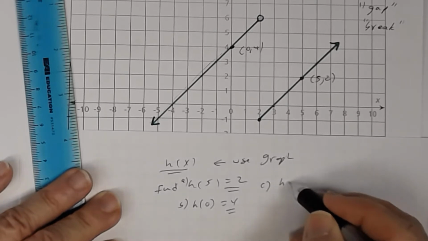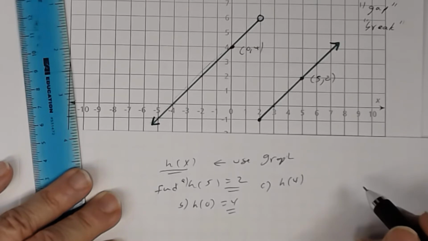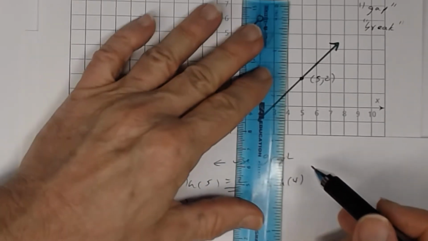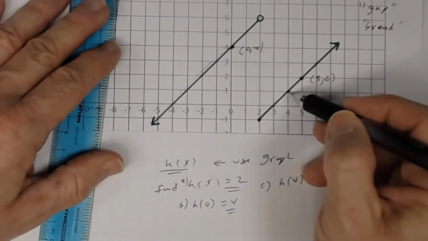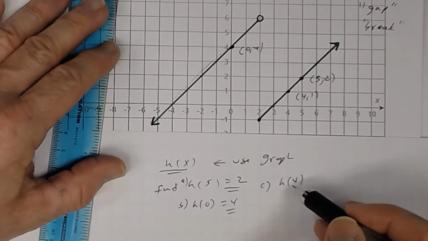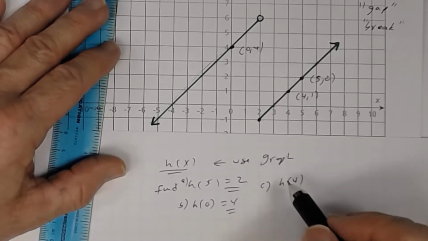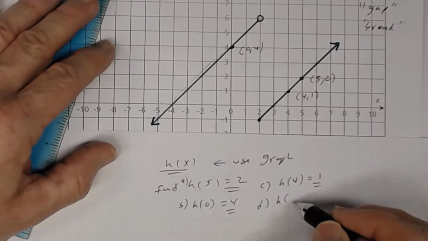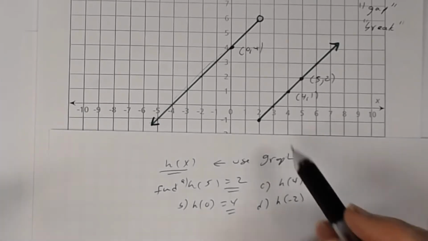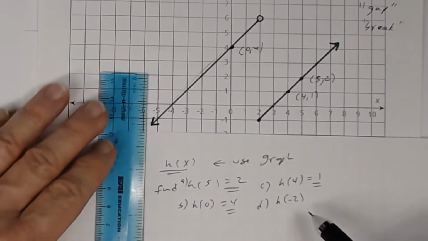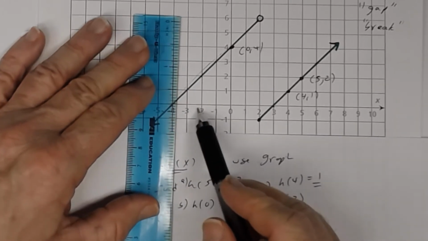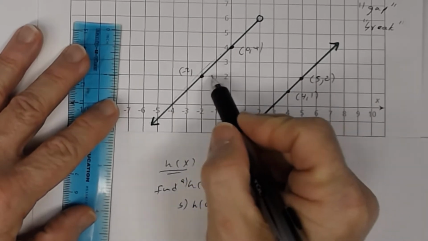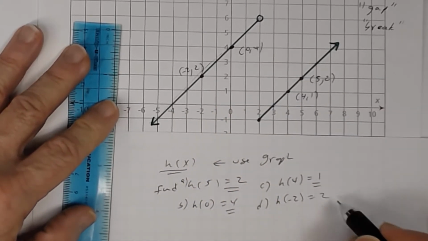If I want to find C, let's say I want to find h of 4. Well, again, what's the y value when x is 4? The point of the graph that corresponds to x equal 4 would be 4, 1. So the y value when x is 4 is 1. So that means h of 4 is equal to 1. D, let's say we want to find h of negative 2. So I go to the graph. Remember, what's the y value when x is negative 2? See that's negative 2 on the x-axis. I look at the point of the graph that corresponds to that. That's this right here. So that's negative 2, and my y value is a positive 2, right? So h of negative 2 is a positive 2.